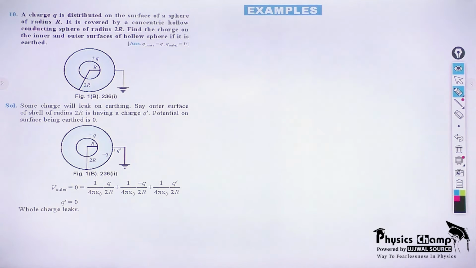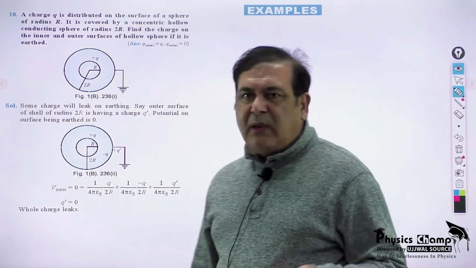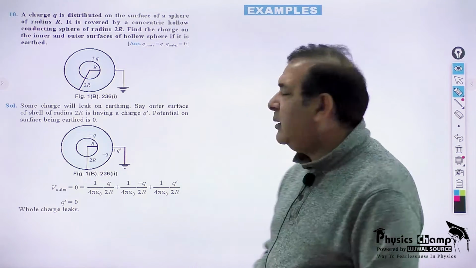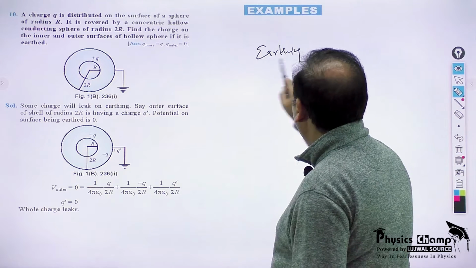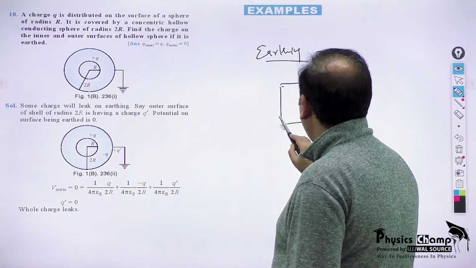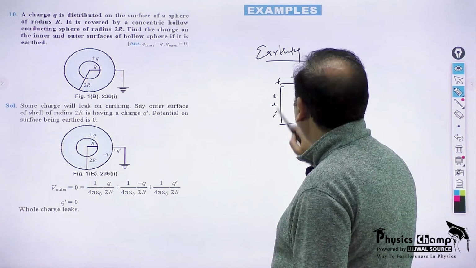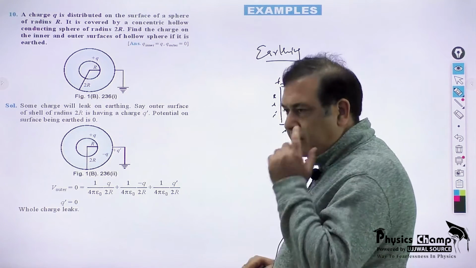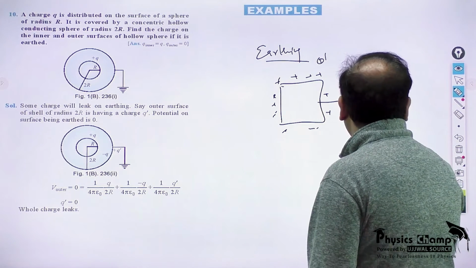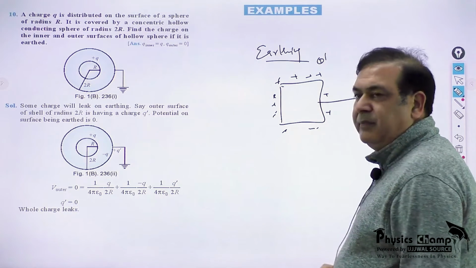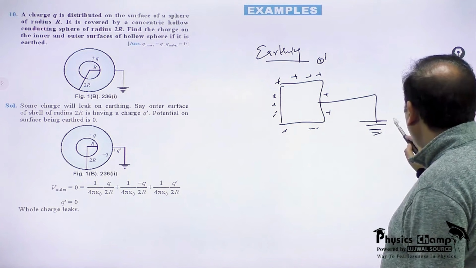Now question number 10 will introduce you to the concept of earthing. Let me give you a basic idea of the concept. Any body, which may or may not have a charge, say q dash, has a certain potential. But when you connect it to earth, the charge leaks from it, because the potential on earth is zero.